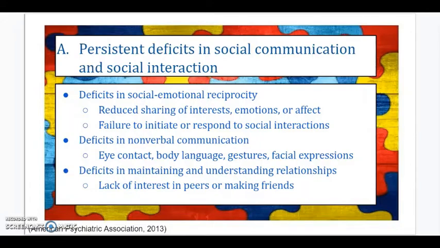There's deficits in nonverbal communication as well. So the child would avoid eye contact. Their body language or gestures might be misinterpreted, or their facial expressions. Either they're not able to understand someone else's body language or gestures or facial expressions, or they're not able to demonstrate those things themselves. There's also deficits in maintaining and understanding relationships. So there's not really that interest in peers or making friends.